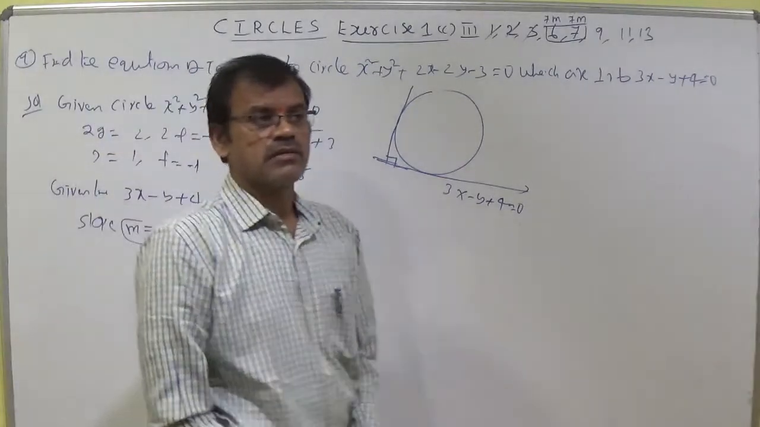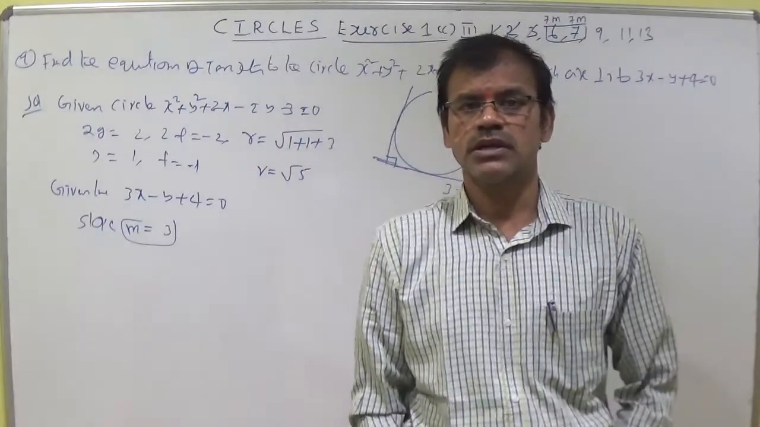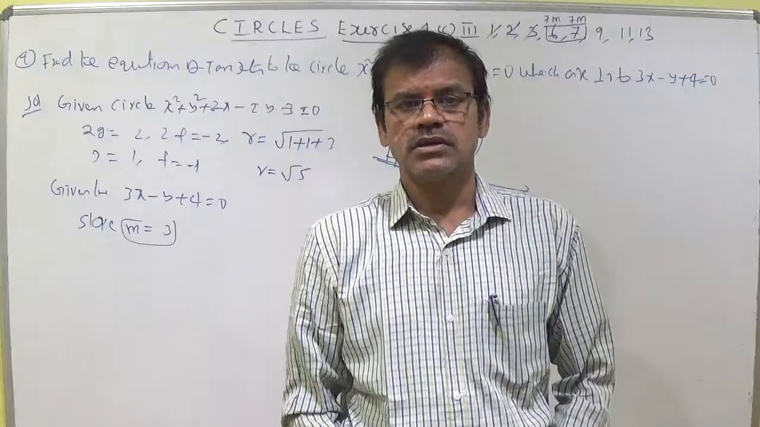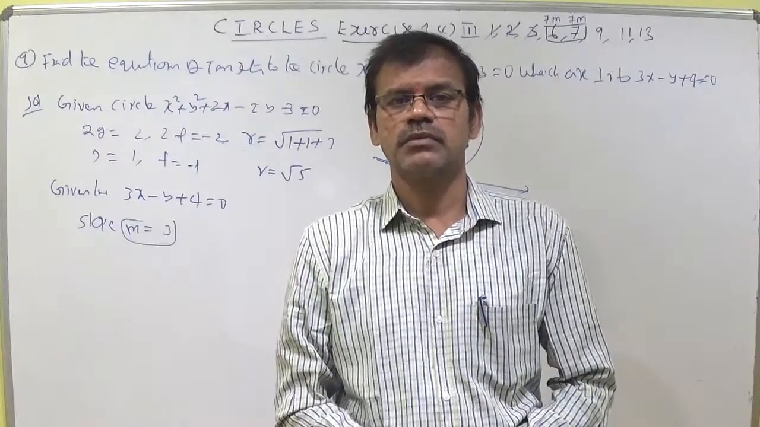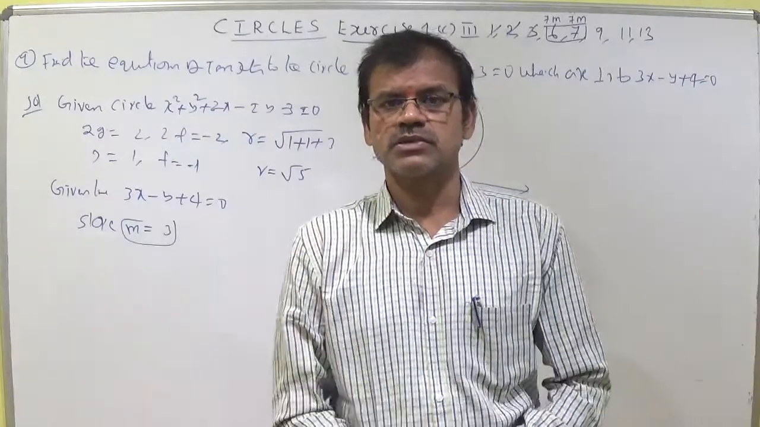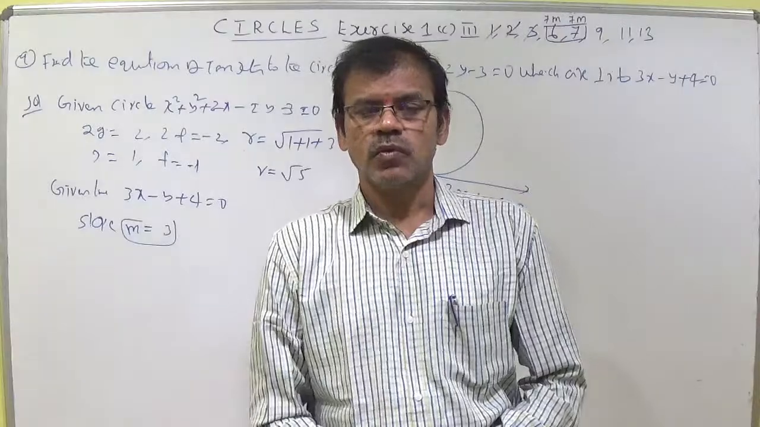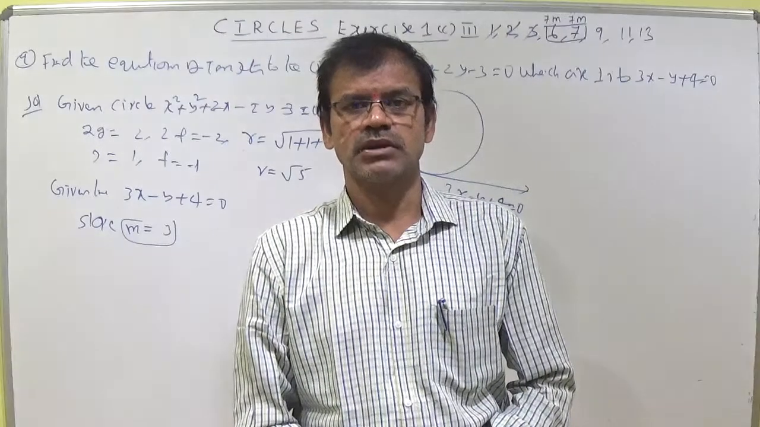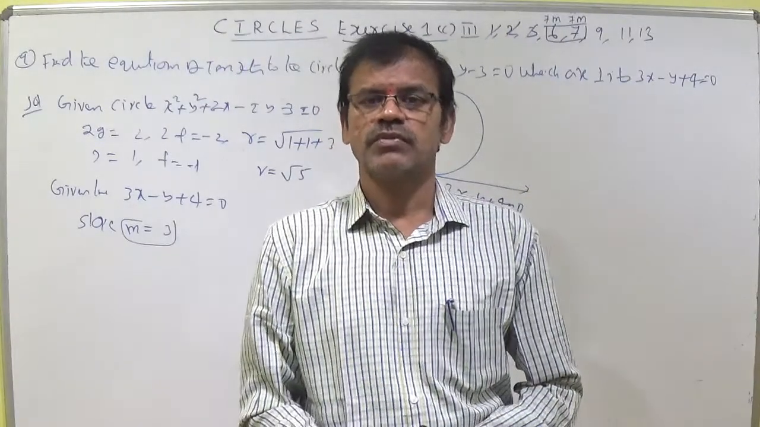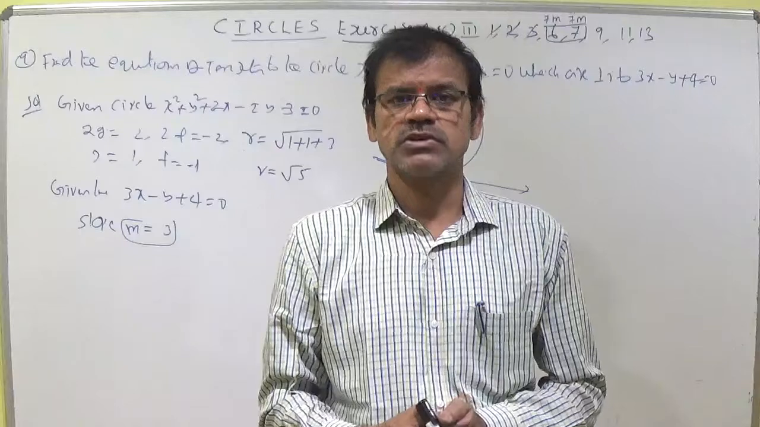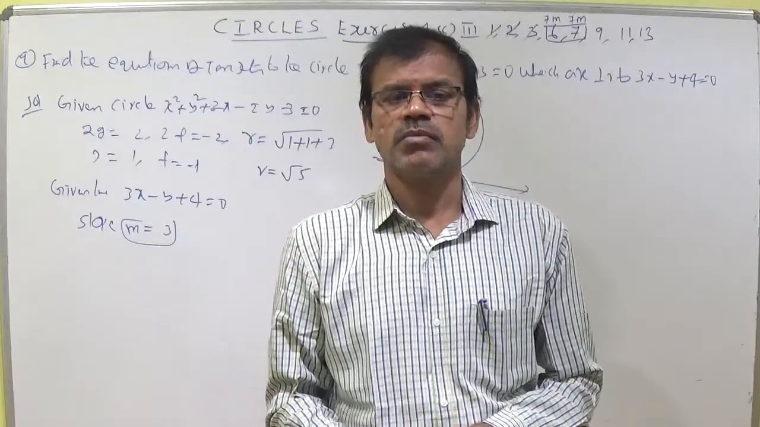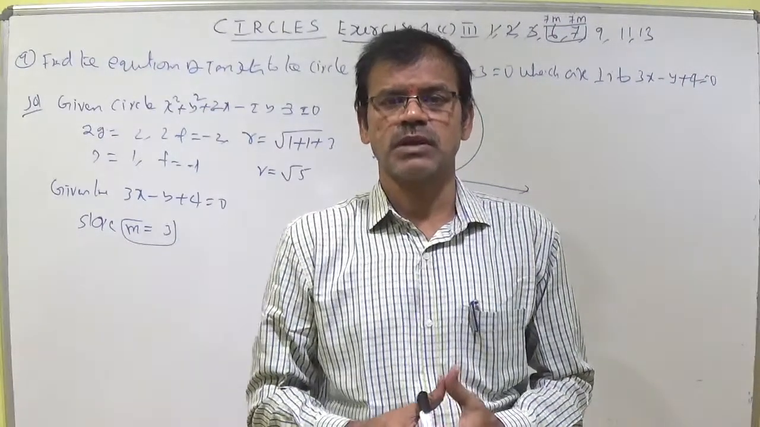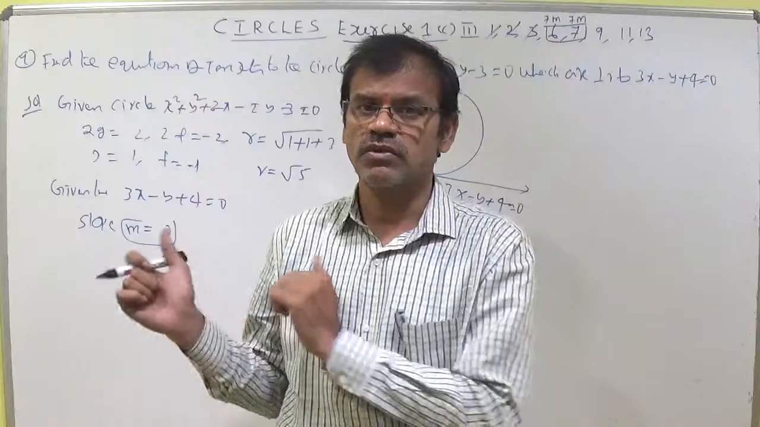I said the general tangent formula. General tangent means the equation of tangent having slope m. For the circle x square plus y square is equal to r square, it is y is equal to mx plus or minus r root 1 plus m square. And for the circle x square plus y square plus 2gx plus 2fy plus c equal to 0, it is y plus f is equal to m into x plus g plus or minus r root 1 plus m square. That one we should use here.